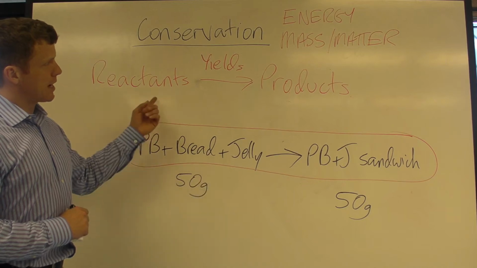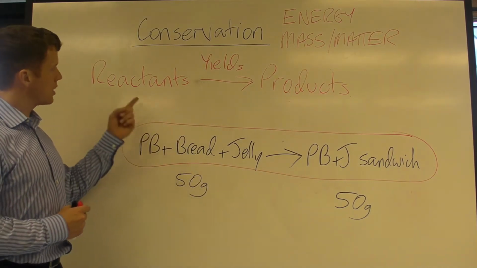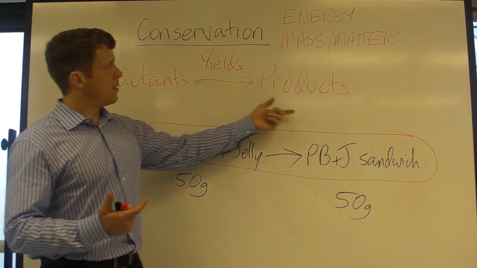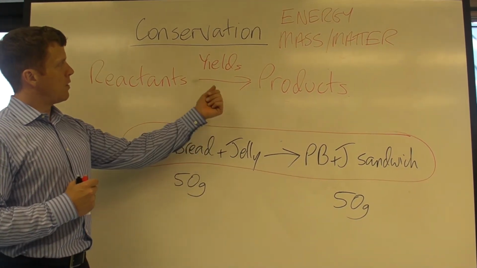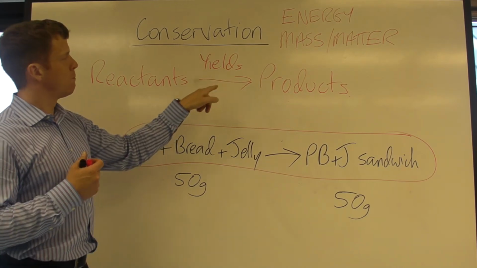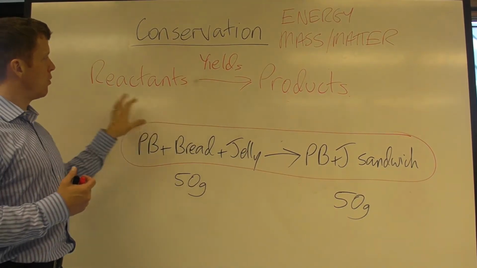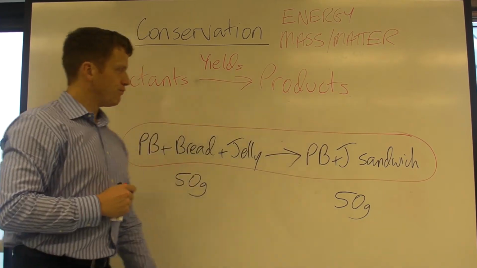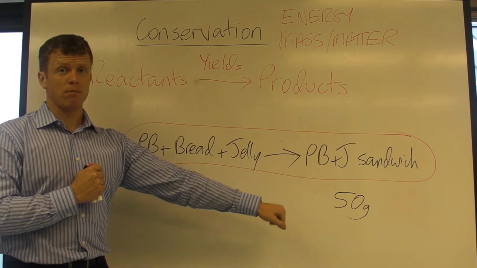So let's add some fancy chemistry vocabulary. Instead of saying ingredients or starting amount, we actually use the word reactants. So that's what you start with in a chemical reaction. And then products are what you end up with. Alright, so that's straightforward. The arrow, we don't write the word yields above it, but it means yields. So yields, produces, gives you, is what the arrow means. So reactants, this chemical reaction happens and it gives you these products. Conservation of mass states that the starting amount must equal the ending amount.